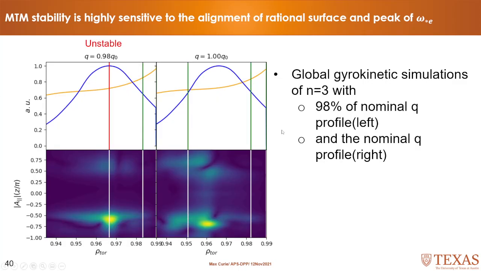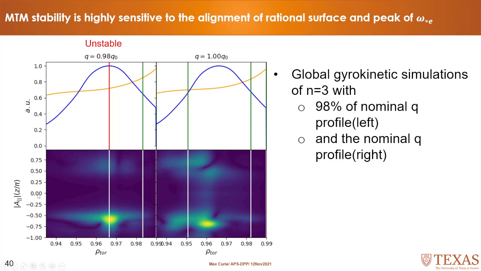Let's put it more visually. On the left-hand side is the Q profile downshifted by 2%, and the right-hand side is the nominal profile. The red vertical line is an unstable rational surface. The green is the stable rational surfaces. The blue curve is omega star E. The orange curve is the Q profile. As you can see, the one that has an unstable microtearing mode is aligned nicely with the peak, while the stable ones are not. The bottom is the amplitude of A parallel.